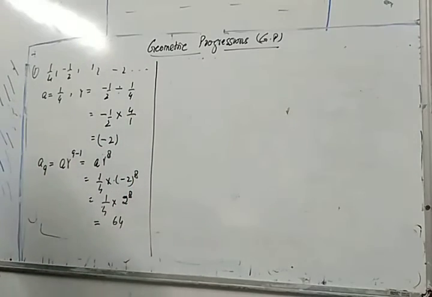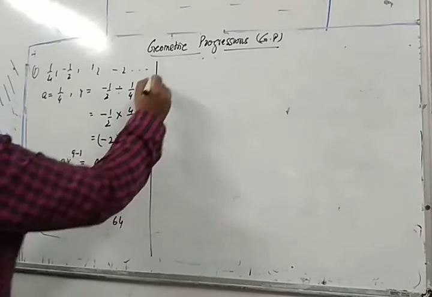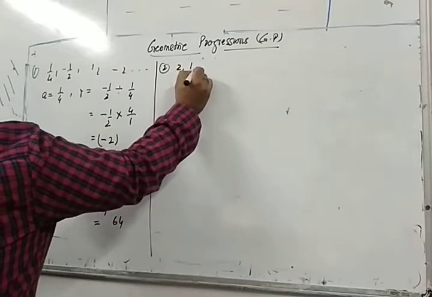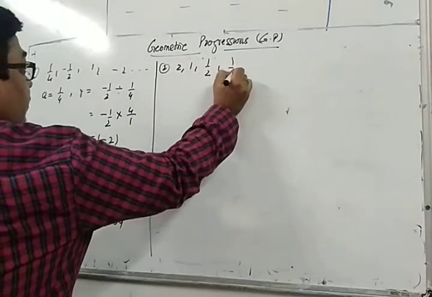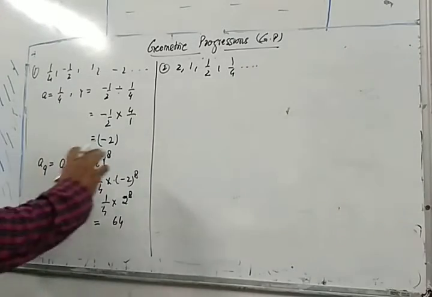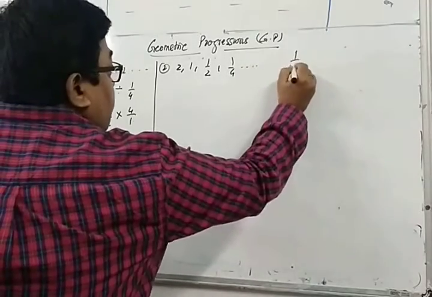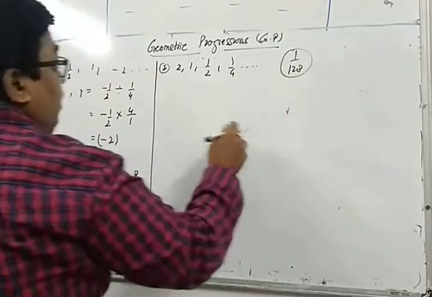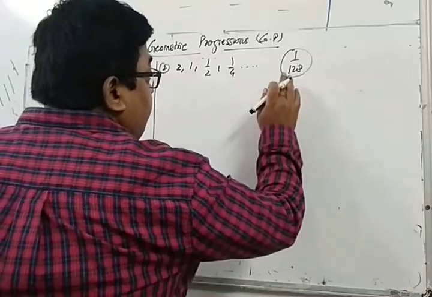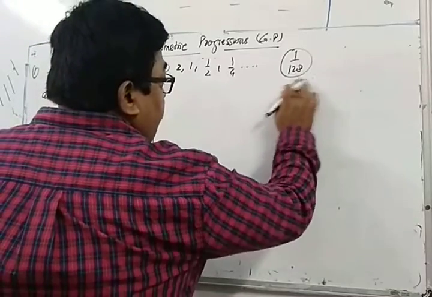One another question I am taking. There is one GP given here, that is 2, 1, 1 upon 2, 1 upon 4, and they are asking which term of the GP is 1 upon 128. Now we have to find the number of the term whose value is 1 upon 128.